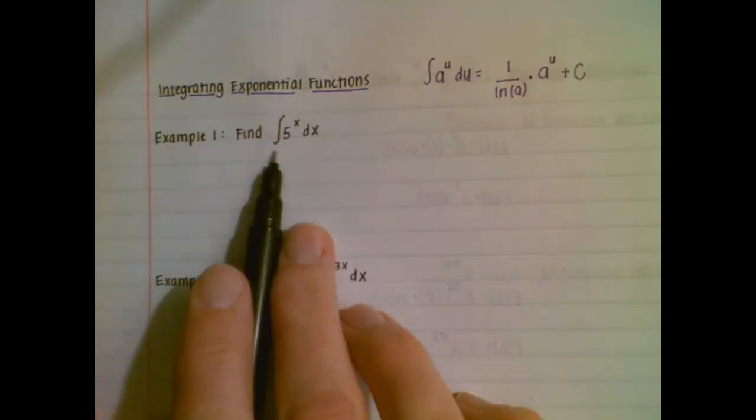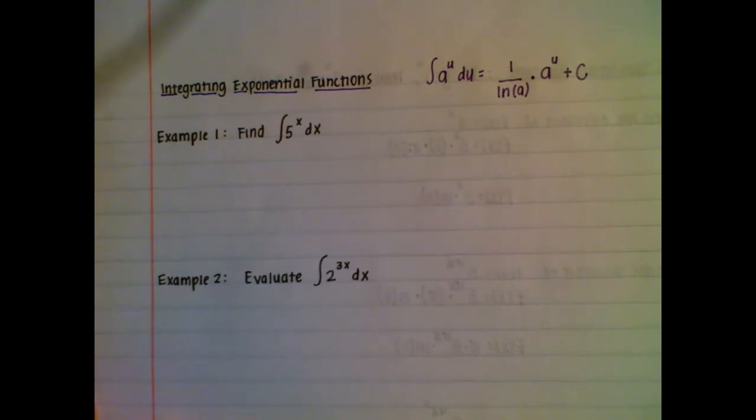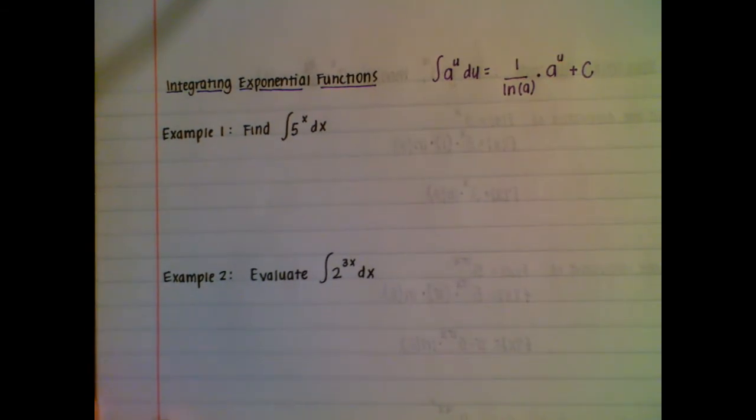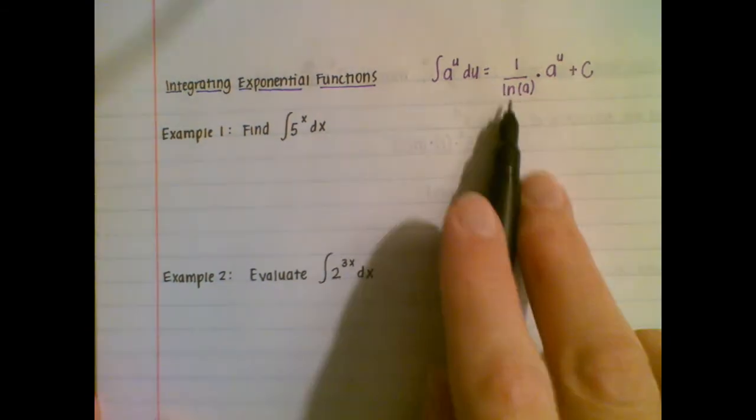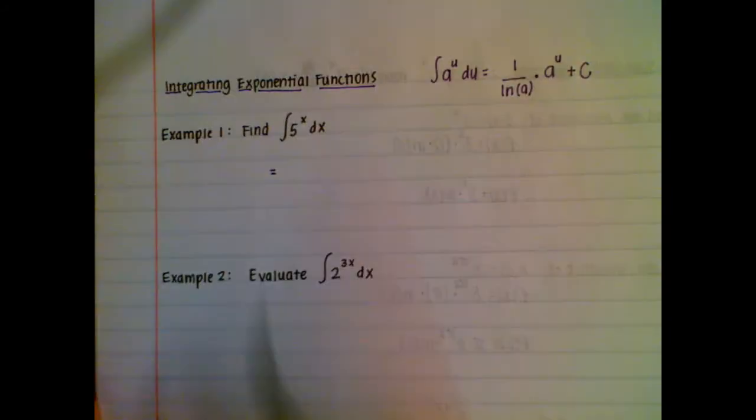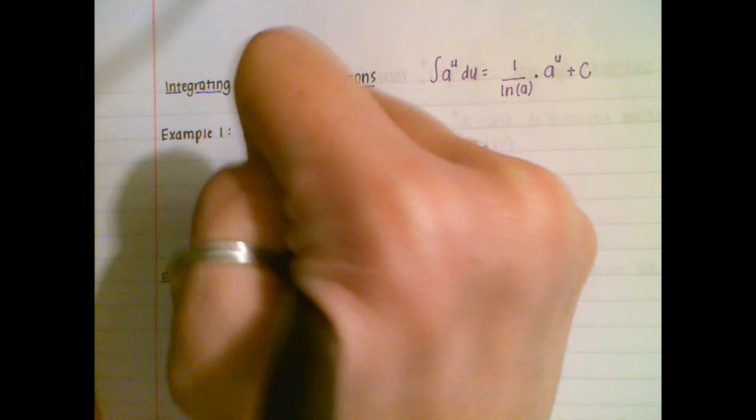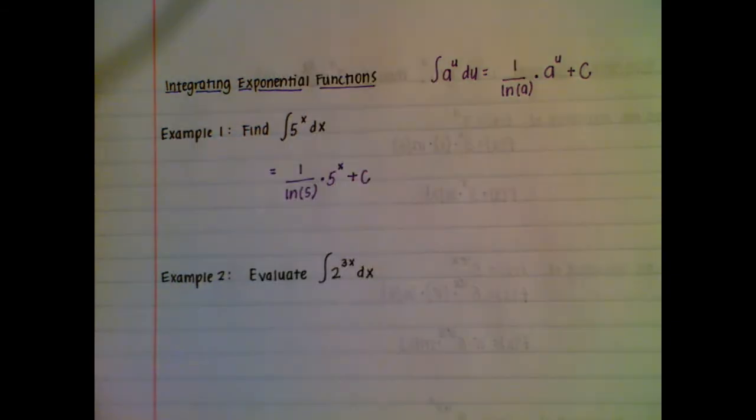The first one is pretty basic. So if I want to find the integral of 5 raised to the x power, I'm going to go ahead and just follow this rule here. My antiderivative is going to be 1 over my natural log of my base of 5 times 5 to the x plus c.